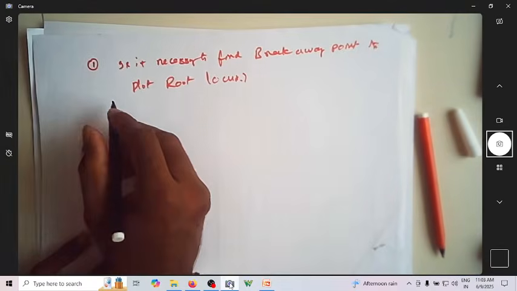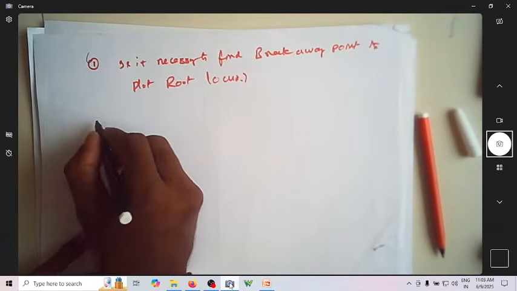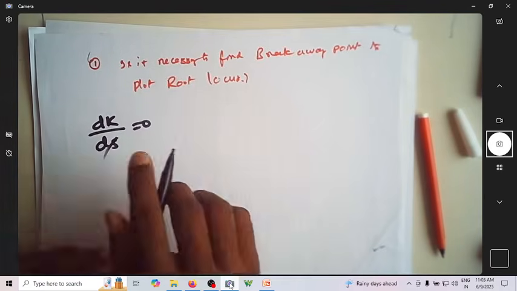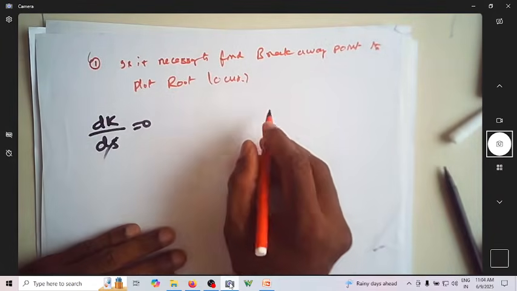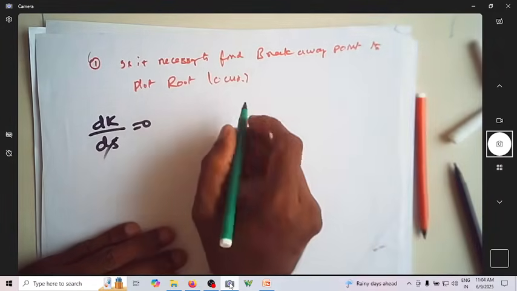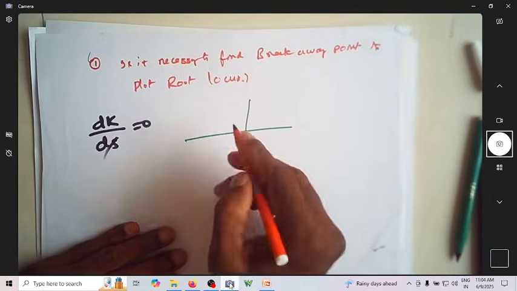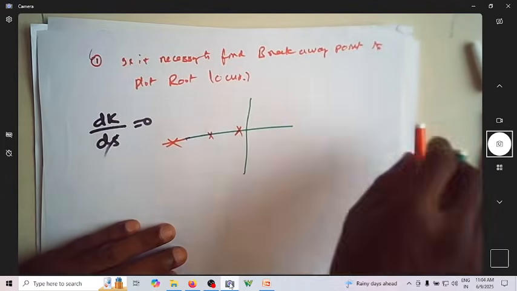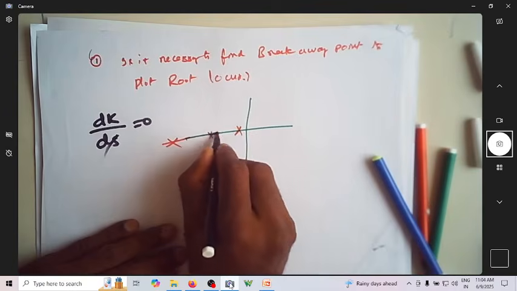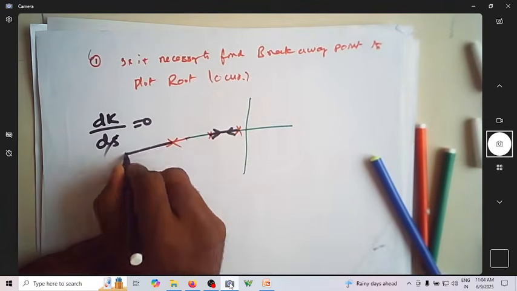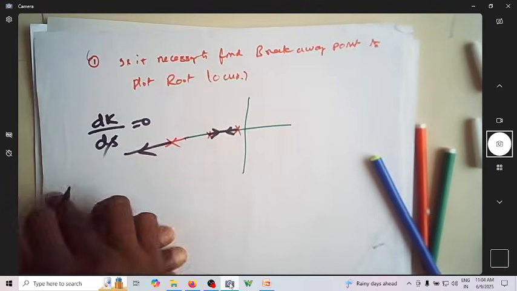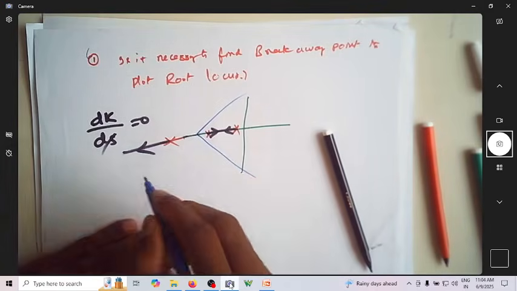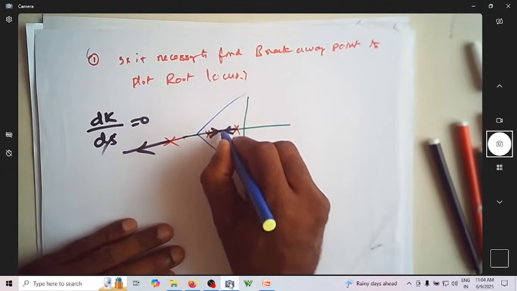Before that, we'll take a question. What is this dK by dS equal to 0 to find the breakaway point? Suppose you consider a root locus with the poles somewhere like this. This is where the root locus exists, and this is where the poles will go. We know that there are three asymptotes, there is some centroid, and these are the angular asymptotes, and it breaks somewhere here and then goes like this.